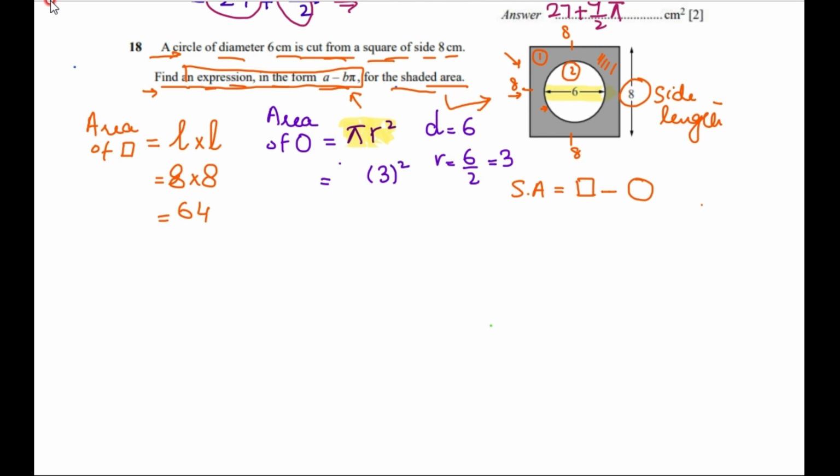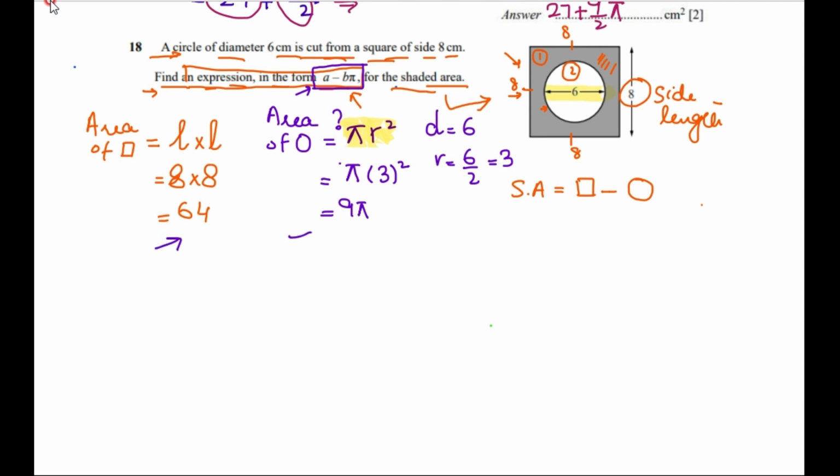Okay, what about this pi? Do I need to substitute the value? No. Why? Because the question statement says that we have to leave our answer in this form. There is no need to put the value of pi. So we will write the answer, that will be 9 pi.